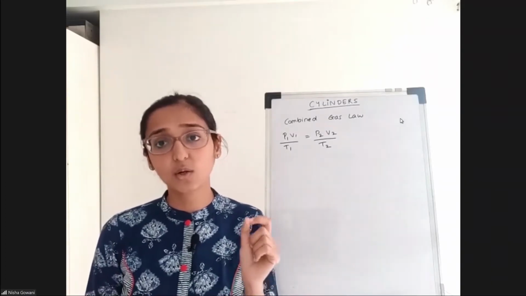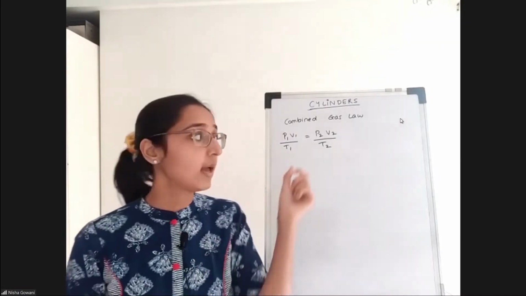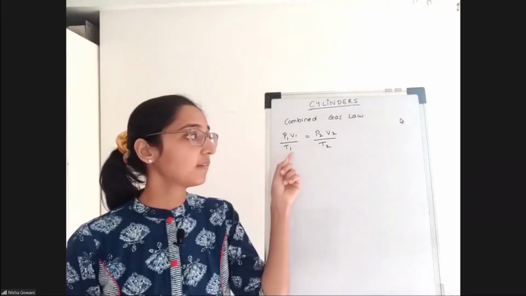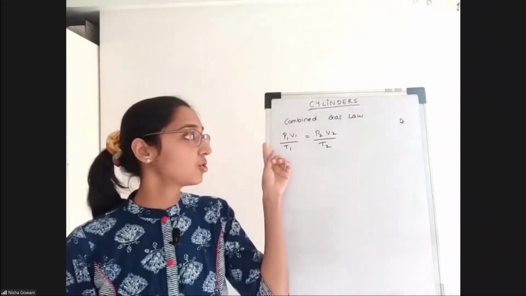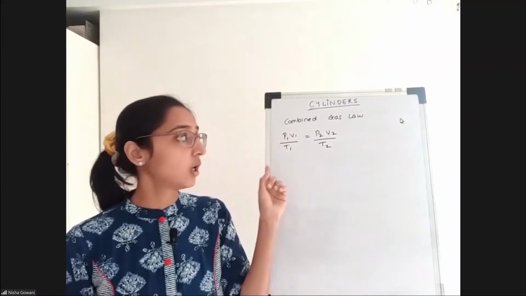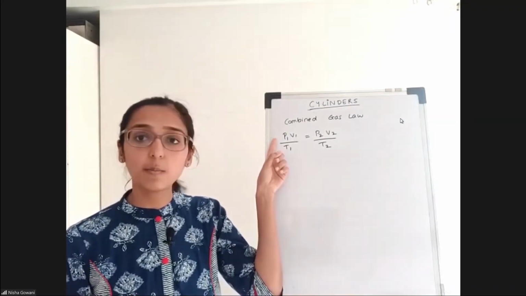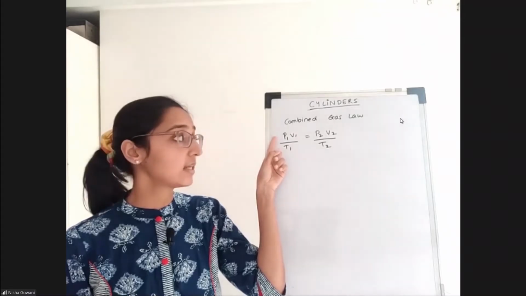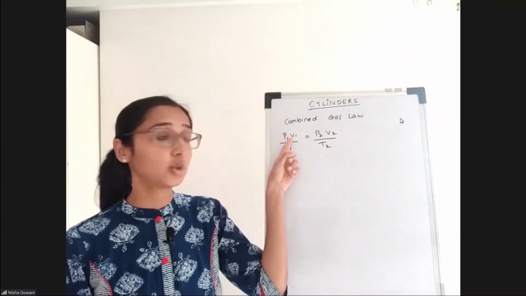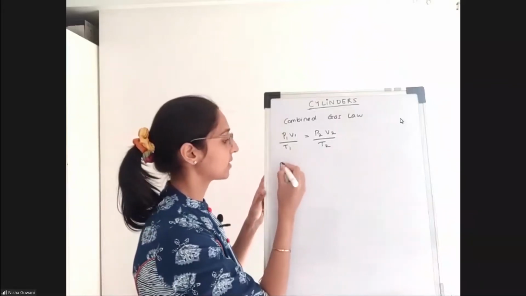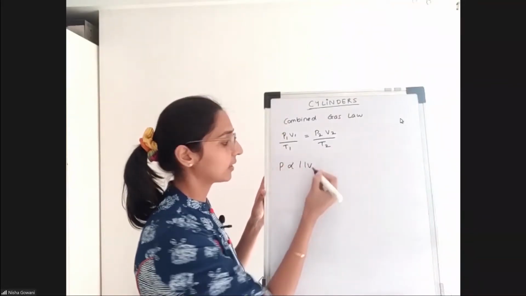So there is Boyle's law, Charles' law, and Gay-Lussac's law, and this is the combination of all three gas laws. P1 V1 upon T1, where P, V, and T stand for pressure, volume, and temperature. Based on this, as you can see, pressure and volume are inversely proportional to each other. That is, if pressure increases, the volume will decrease and vice versa.